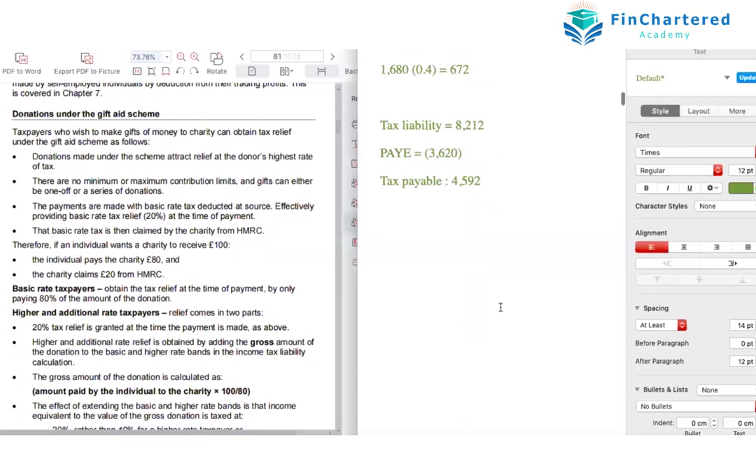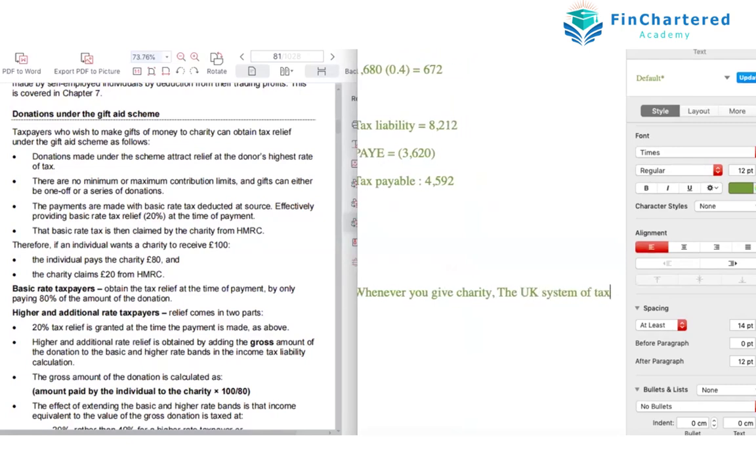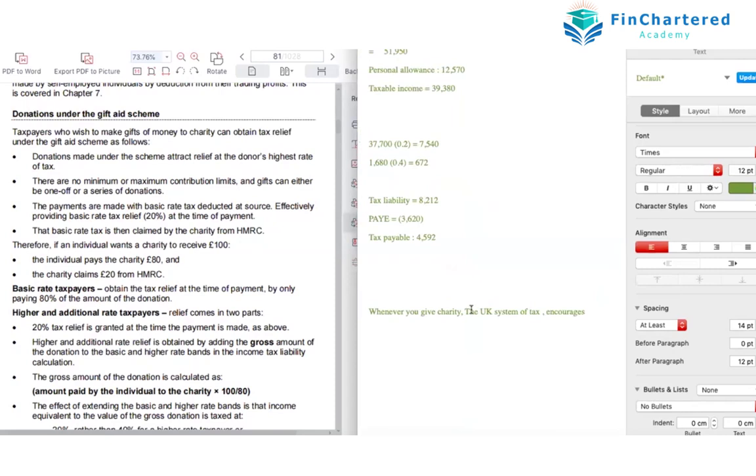Remember one thing, that whenever you give charity, all you need to know, no need to look at the textbook for now, is that the UK system of tax itself encourages that. They are happy that people are giving to charities because obviously maybe poverty will come down, maybe poor people will be helped out. So giving to charities is a good thing. They are encouraging that. And when that happens, the government and the tax system give you a relief. They tell you, oh, hey, you did a good job, right? So we are giving you this relief.